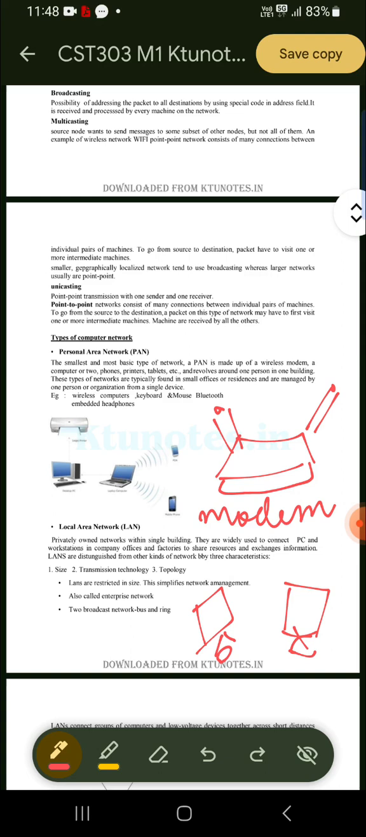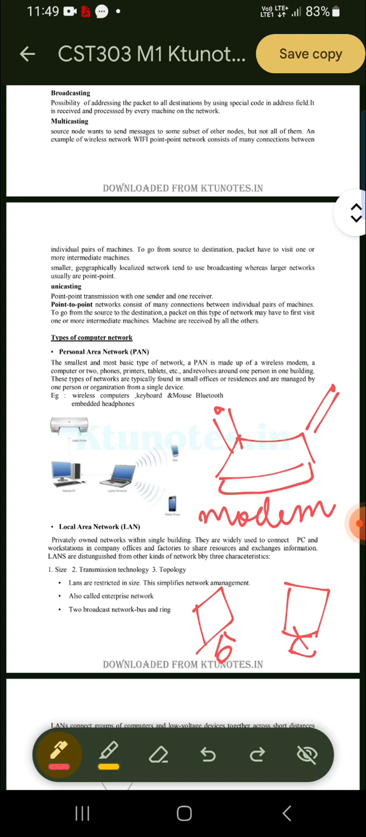That means they are managed by a person or an organization from a single device. So they range only 1 meter. And it's PDAs, personal digital assistants. They are personal area networks, and they are smaller networks, typically found in small offices or residences, and they're managed by a person or an organization. If we give an example for that, we would give wireless computers, keyboards and mouse, Bluetooth embedded networks as well.